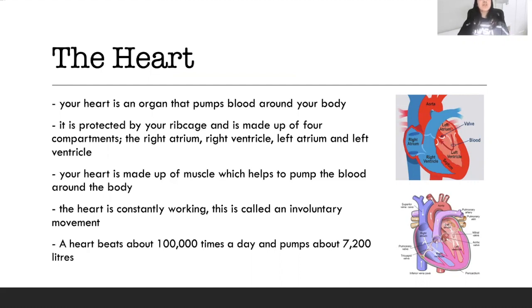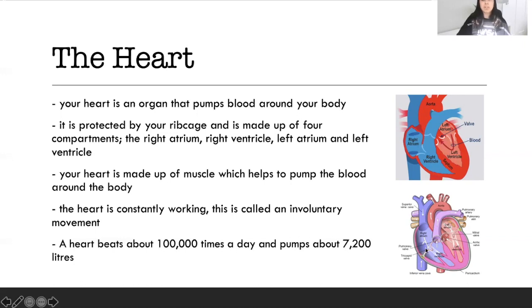It is located just to the left of the middle of the chest, so around here, and is protected by your left rib cage. It is made up of 4 main compartments, and if you follow my cursor, you'll see the right atrium, the right ventricle, the left atrium, and the left ventricle. These 4 compartments are separated by 4 valves.